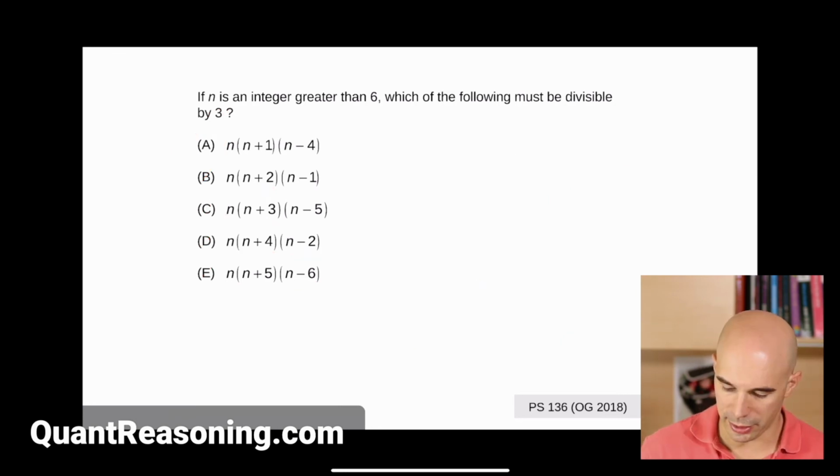Look, I know that n is an integer greater than 6, so for example, it could be 7. And if it's 7, then we have here 7 times 8 times 3.